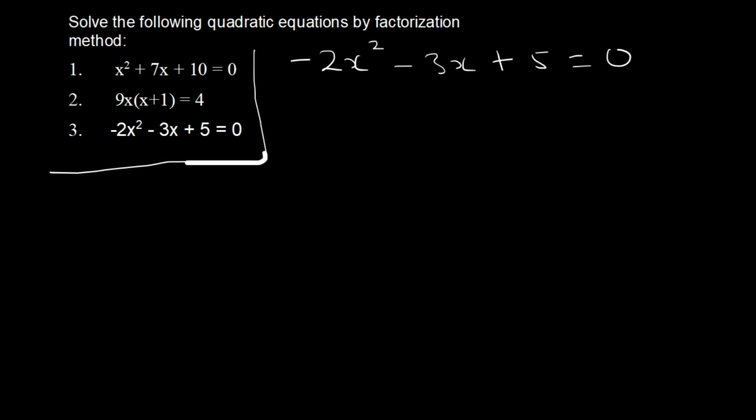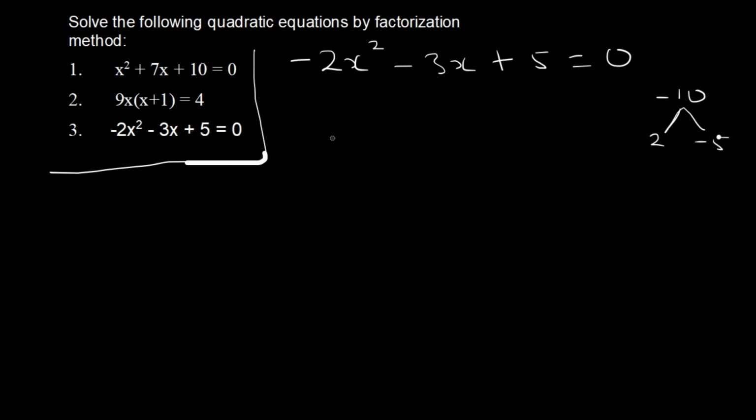Okay, the last question for today, we have minus 2x squared minus 3x plus 5 is equal to 0. Here we have minus 2 as the coefficient of x squared. So we'll multiply it by 5 to get our product. So minus 2 times 5 is equal to minus 10. We'll look for two values that will multiply to give us minus 10, and if we add them up, we'll get minus 3. So those values are 2 and minus 5.